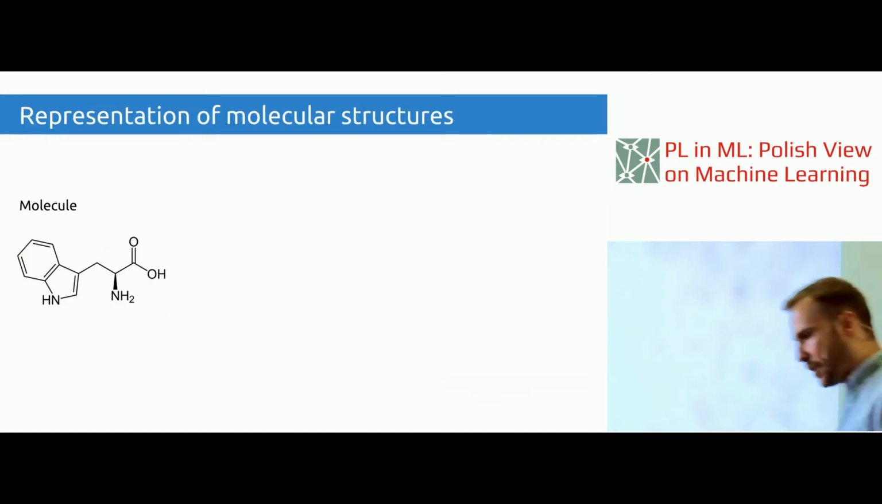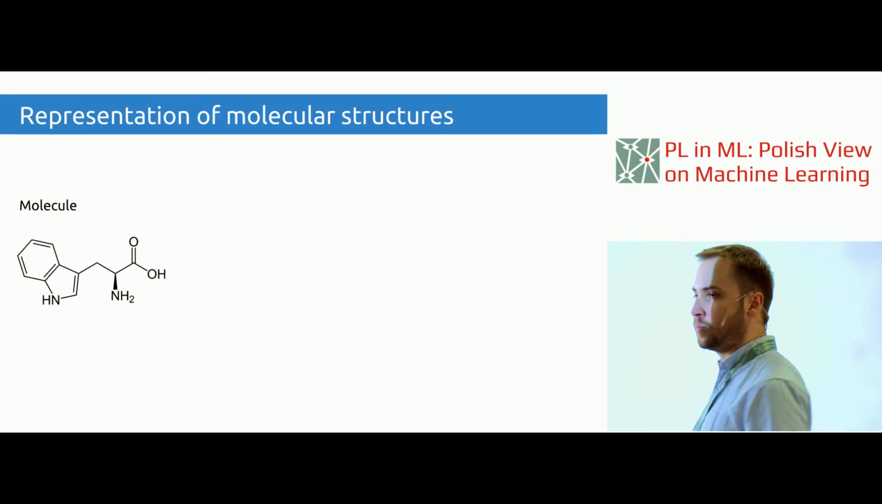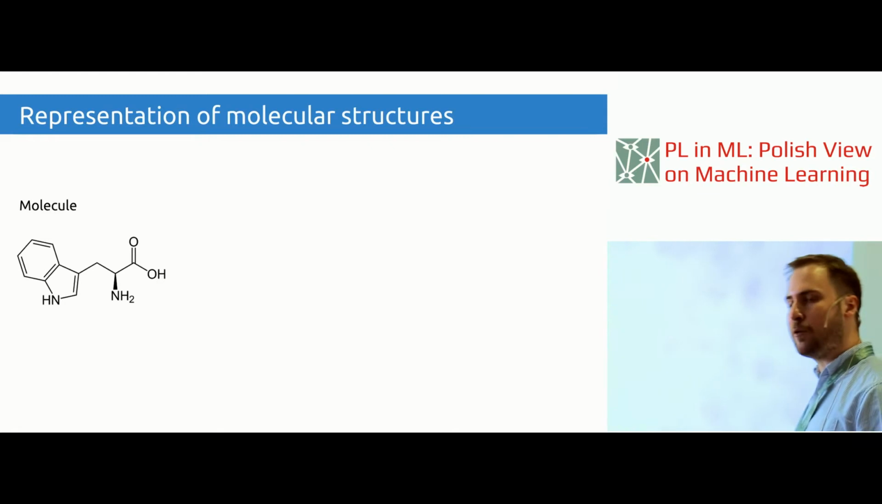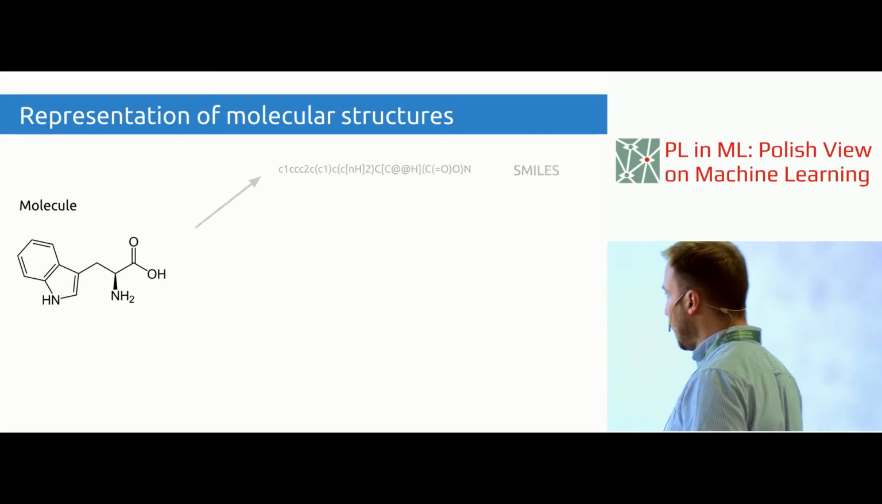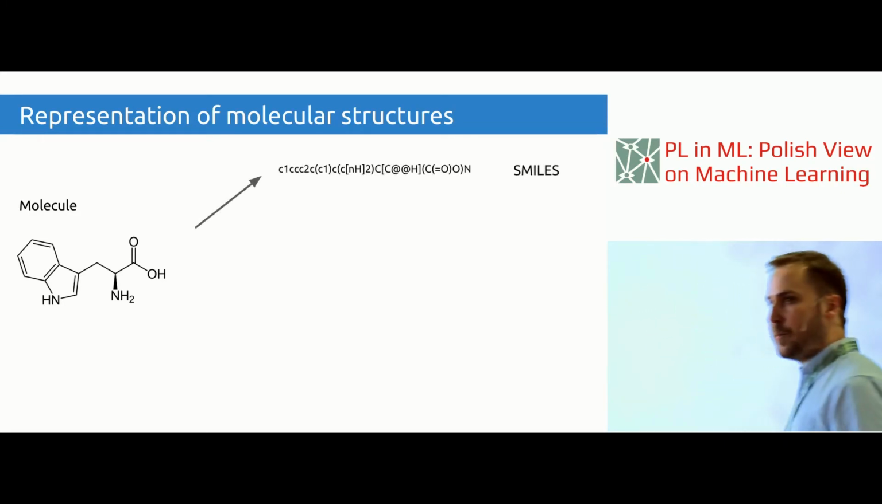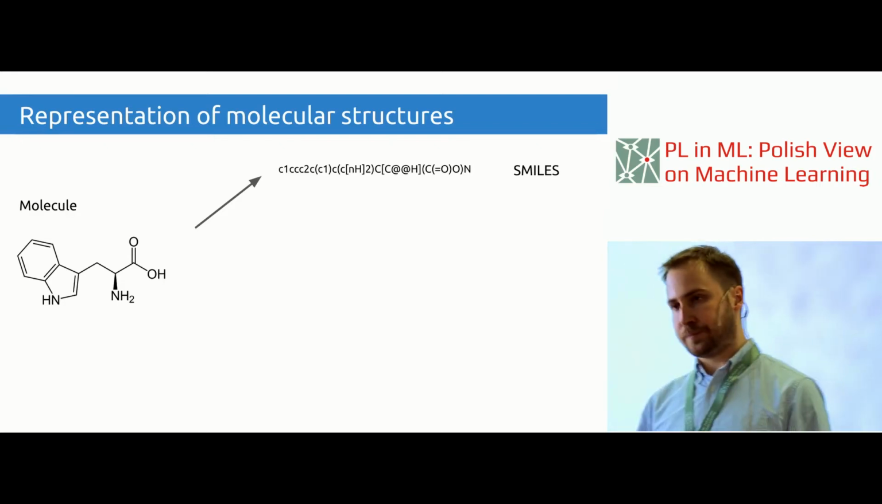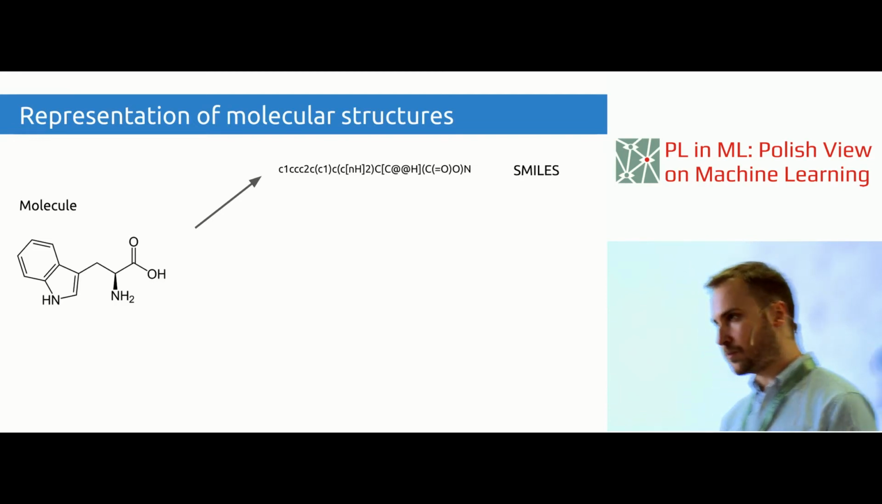Okay, the next thing we need to consider if we're thinking of doing deep learning for drug design is how we will represent our molecule. And there are several ways to do it. So the most popular way to represent a molecule is called SMILES. This is basically representing the molecule as a sequence of characters.